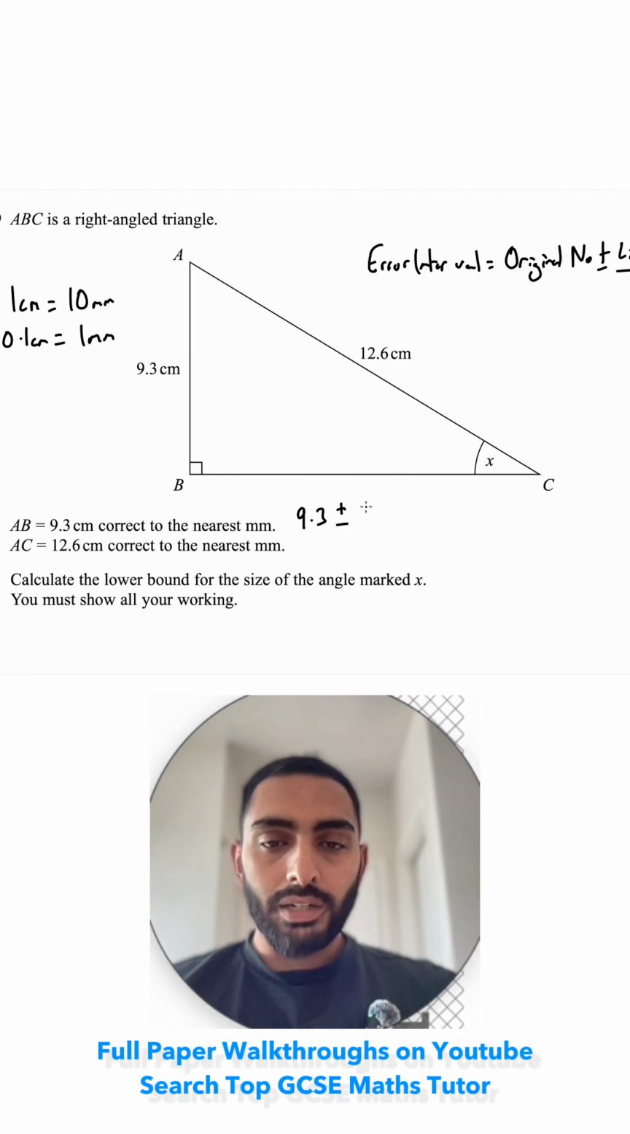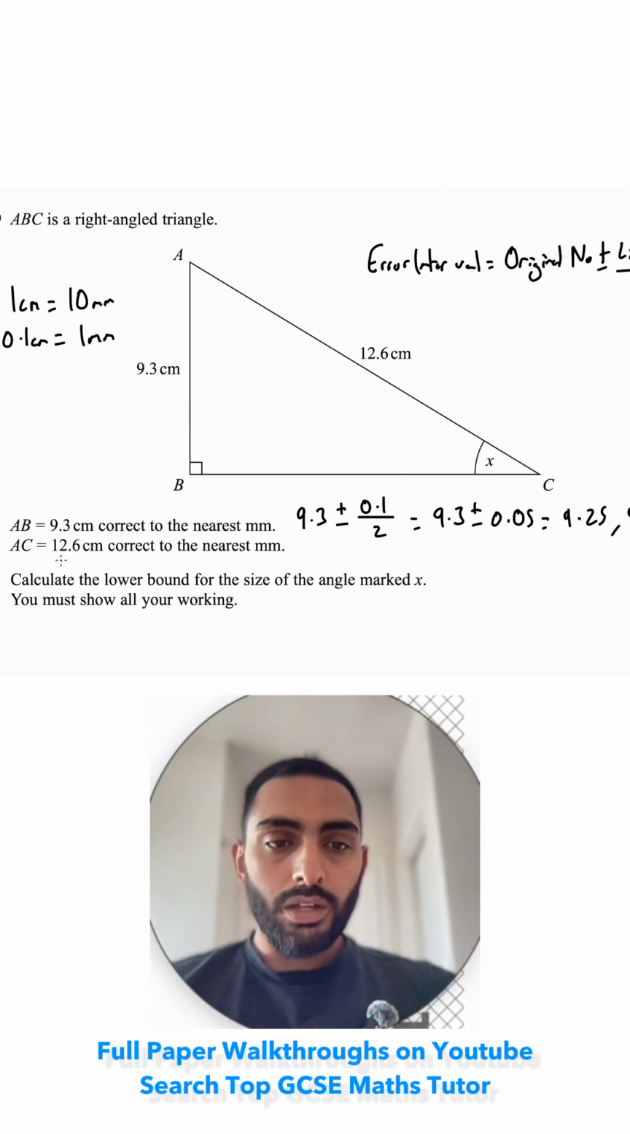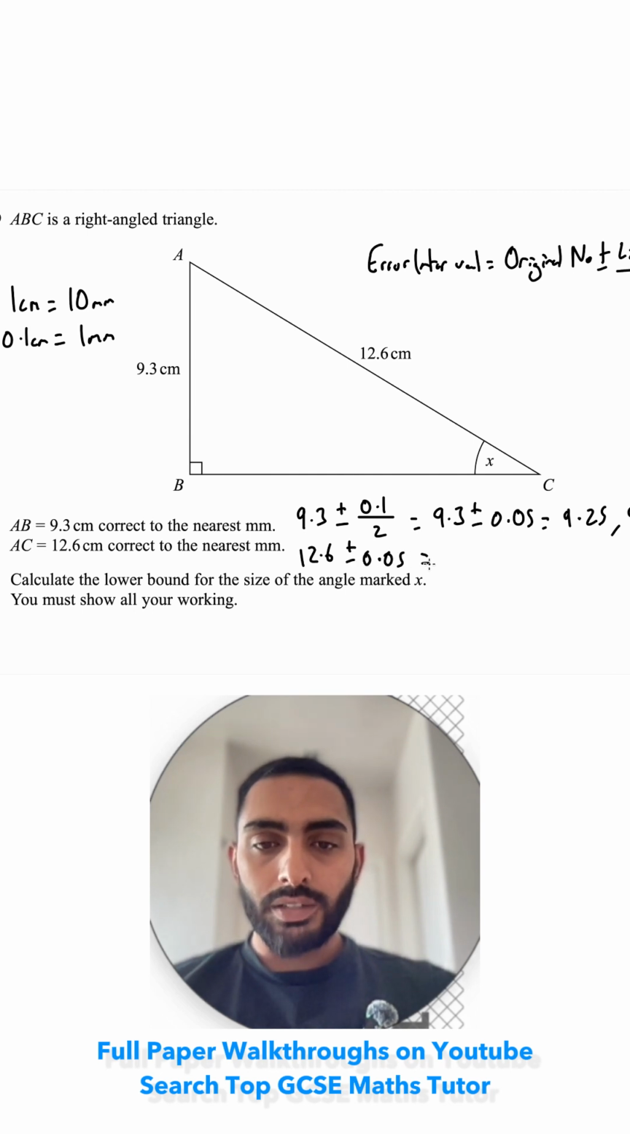So I'm going to do plus and minus 0.1 divided by 2. So that's 9.3 plus and minus 0.05, which is equal to, I'll do the smaller one first, 9.25 is my lower bound, and my upper bound, 9.3 plus 0.05 is 9.35. AC is 12.6 centimeters, correct to the nearest millimeter. So I'm going to do the same thing with this one. 12.6 plus and minus 0.05 is equal to 12.55 lower bound, 12.65 for the upper bound.